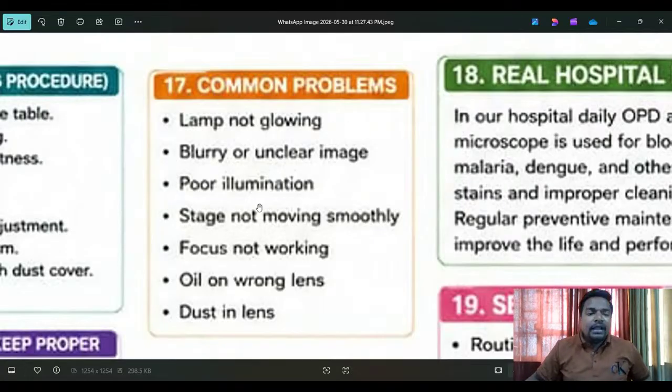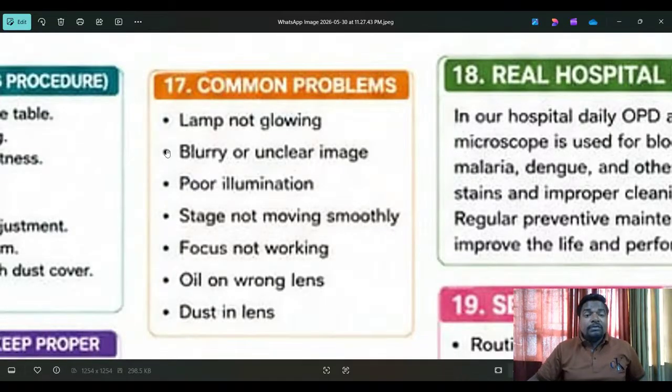Common problems are there. Poor illumination: you have to check the intensifier. If it is still coming, then sometimes the bulb is the cause, because intensity decreases with the number of times it is used. When many cases have been observed, the bulb also gets damaged; it is glowing but not properly, so you need to replace the bulb.